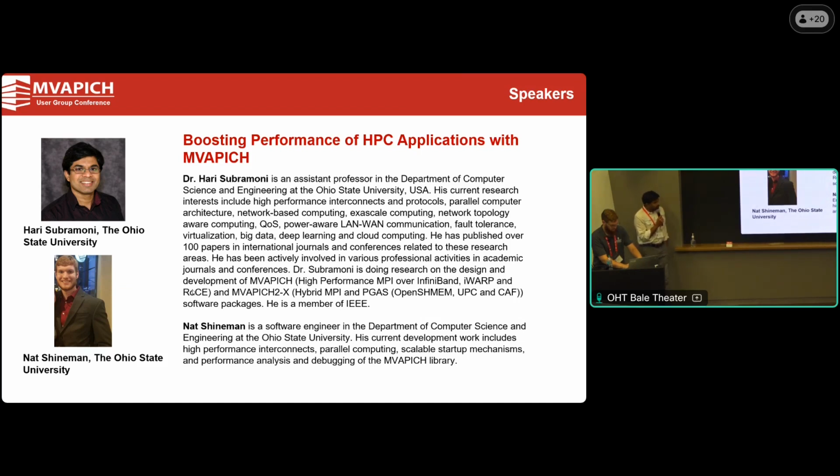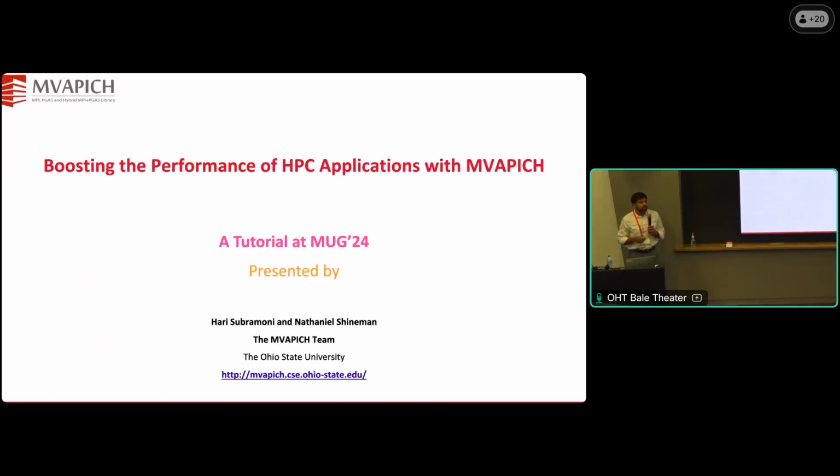So having said that, what is the MVAPICH MPI library? We've been around for over a couple of decades, and we are a derivative of MPICH. We are available in different formats and versions, so you can download the source code openly. We can also give you RPMs or Docker containers. We are also available through Spack and E4S. This tutorial is going to describe the various features of the MVAPICH MPI library and show how you can extract the best performance out of it.